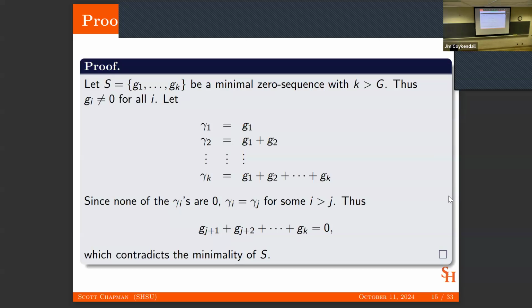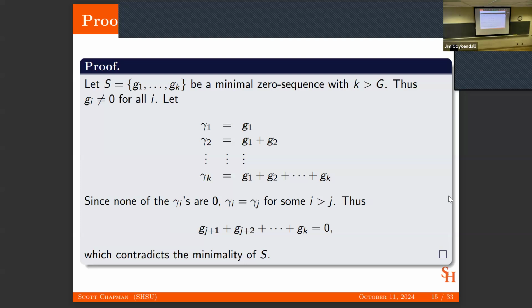Proof in one slide. 1, 2, 3, 4, 5, like 6 or 7 lines. Here we go. Suppose you've got a minimal zero sequence of length bigger than, here's my first typographical error, that should be what? Order of G. Okay. Thus, take an element that's not zero. Oh, I'm sorry, each element up here is not zero. Now I'm going to form a sequence of elements. I'm going to call them gamma 1, gamma 2, down to gamma k. I'm going to let gamma 1 be the first element in the sequence. I'm going to let gamma 2 be the sum of the first 2 elements in the sequence. Gamma 3 would be the first 3. Gamma k would be all of them.